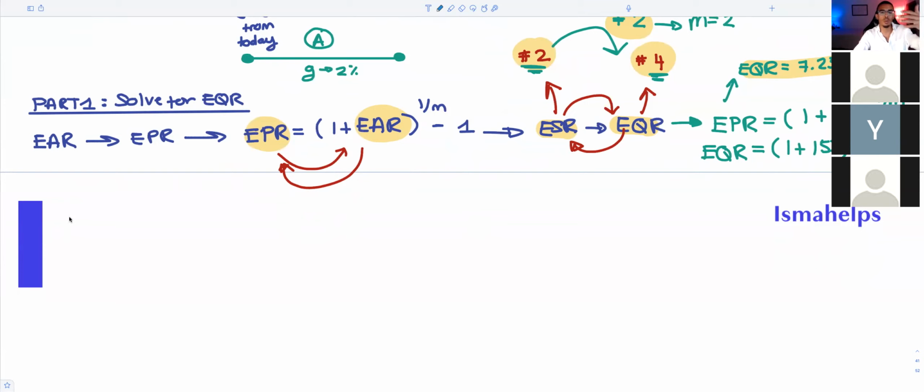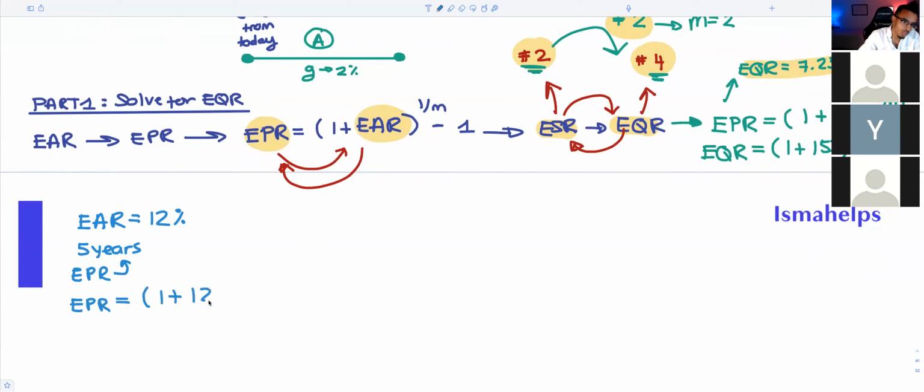Remember when we had perpetuity questions where we would group our payments? We would say it wouldn't make sense to use an interest rate of 1 year for 5 years, so we have to find our effective periodic rate. It would look something like this. We would have EAR equal to 12%, and we're looking at 5 years, so our effective periodic rate would span 5 years. Your effective periodic rate would be equal to 1 plus 12% to the power of 1 over 5, minus 1.